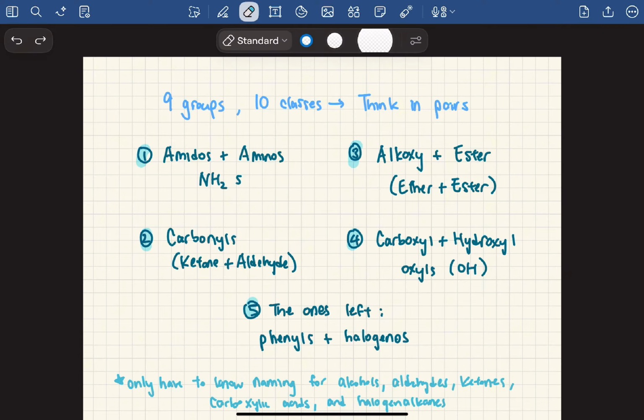And for the naming, we'll only have to know how to name alcohols, aldehydes, ketones, carboxylic acids, and halogenoalkanes. These are the classes of compounds within the functional groups. I'll list out the suffixes for all of the groups, but you're only gonna have to know these main 4.